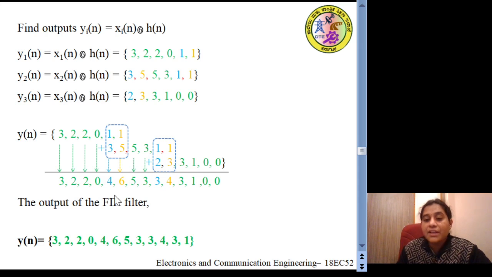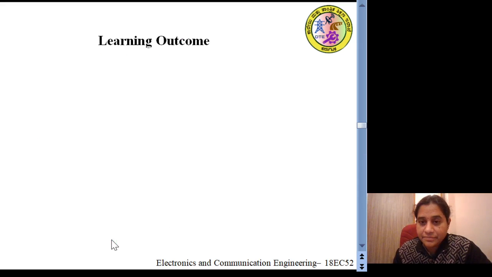or the linear filtering of the given FIR filter is y of n is equal to 3, 2, 2, 0, 4, 6, 5, 3, 3, 4, 3 and 1. Here we are not considering these zeros, as they are generated because of the zeros we appended in the incoming samples or input blocks. So we can neglect these values. So this is the output of the given FIR filter.